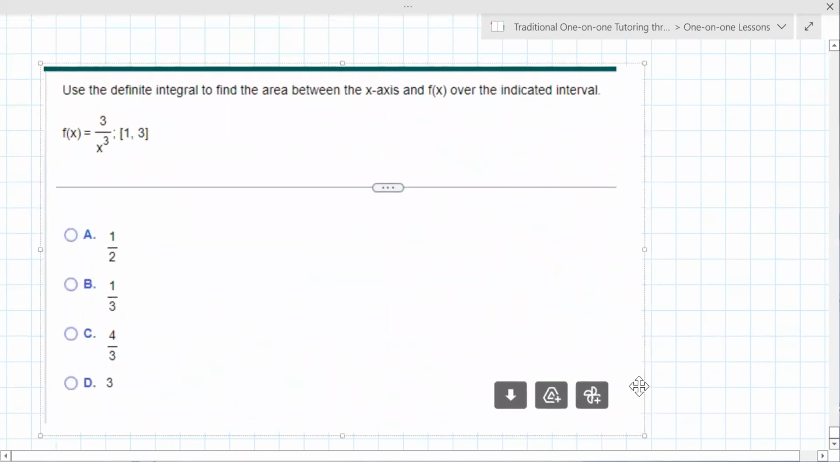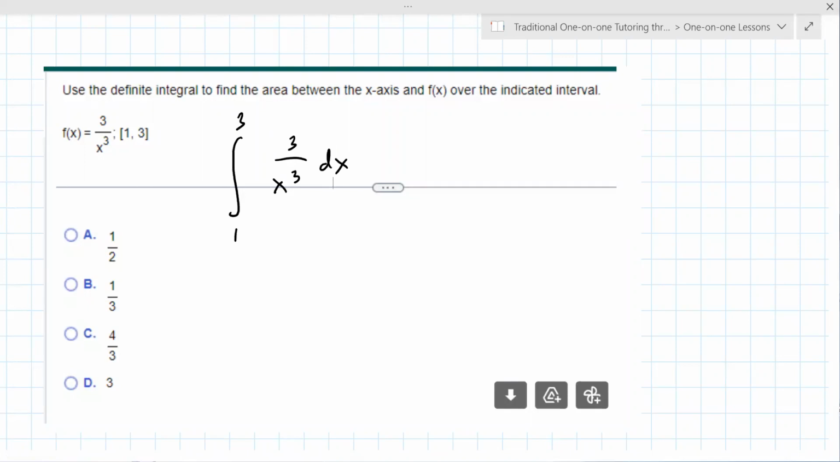All right, so use the definite integral to find the area between the x-axis and f of x over the indicated interval. So this is the integral from 1 to 3 of 1 over x cubed dx. You could again go to your calculator and just do this, or you could use the power rule of the integral, but you do have to evaluate both endpoints this time. But this one does work out nicely. You can see all the answers are there. They're not strange or anything like that. So if we get the integral of 3 over x cubed from 1 to 3, that's 4/3.